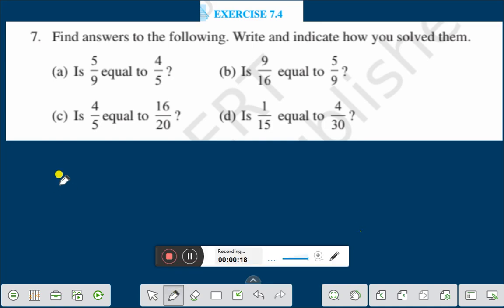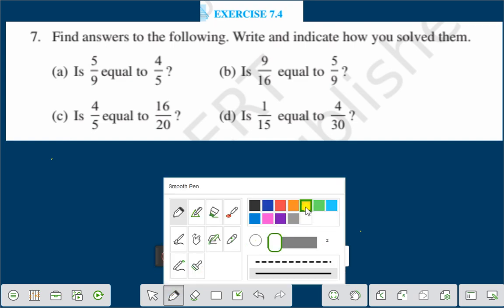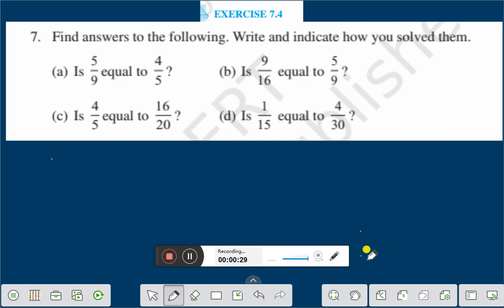Is 5 by 9 equal to 4 by 5? The question number A is: are 5 by 9 and 4 by 5 equal?